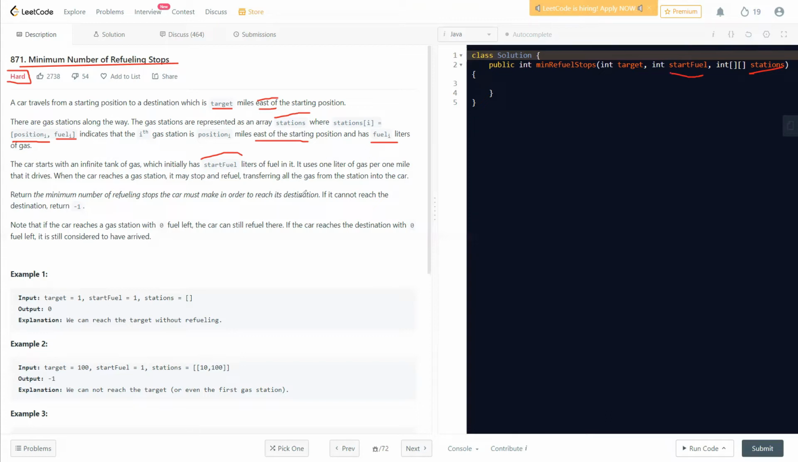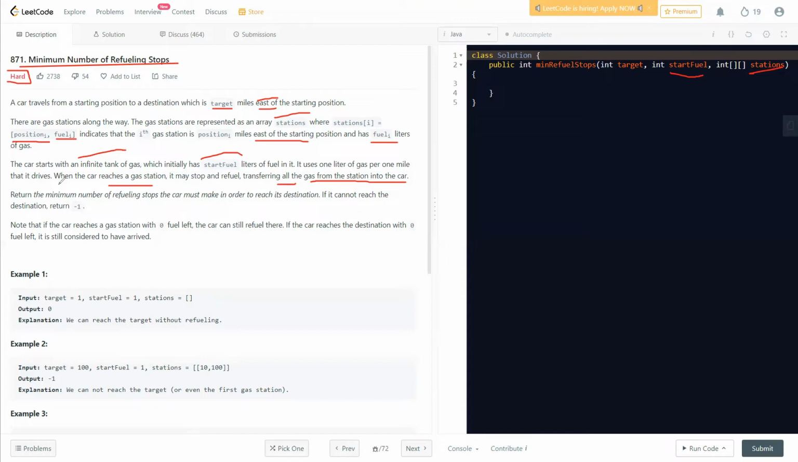Pretty bad mileage the car has. But anyway, the question goes on that it uses 1 liter of gas per mile that it drives, and when the car reaches a gas station, it may stop and refill, transferring all the gas from the station into the car. So whenever it stops at a gas station, it will refill. It may stop, it may not stop as well, but if it stops, remember the total amount of gas available at the station is transferred into the car. That's what they mean by an infinite tank. So the car can take in any amount of gas.